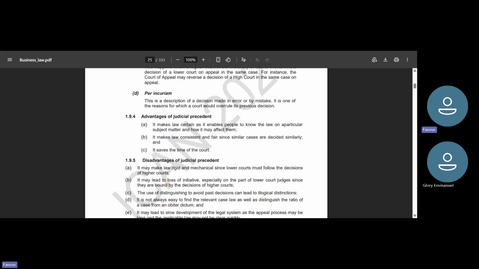So the advantages: it makes law certain as it enables people to know the law on a particular subject matter and how it affects them.